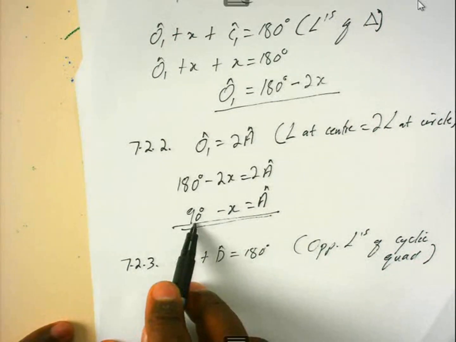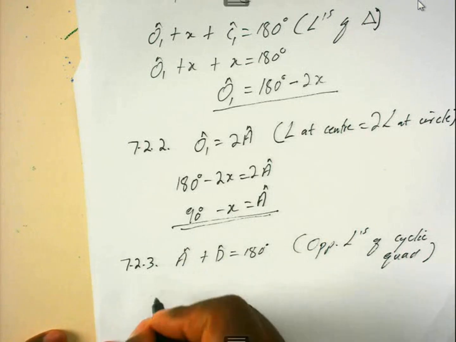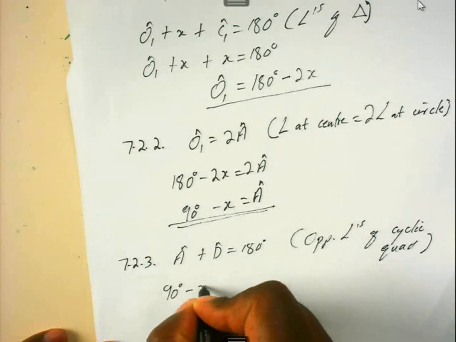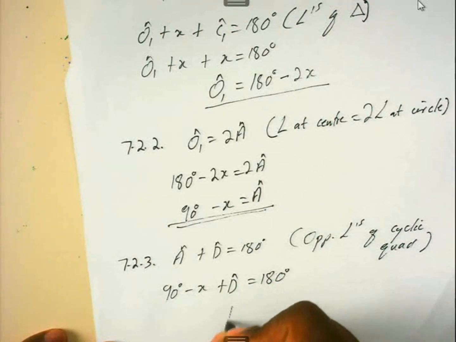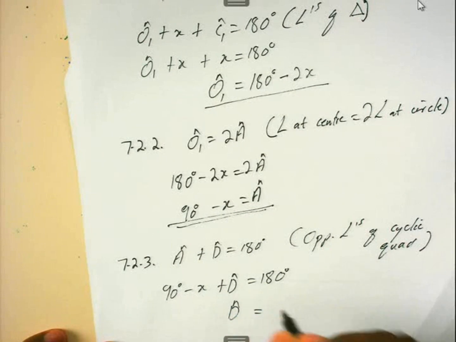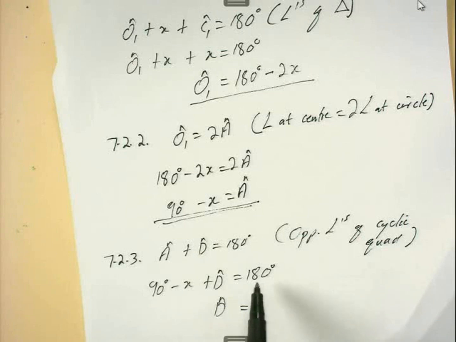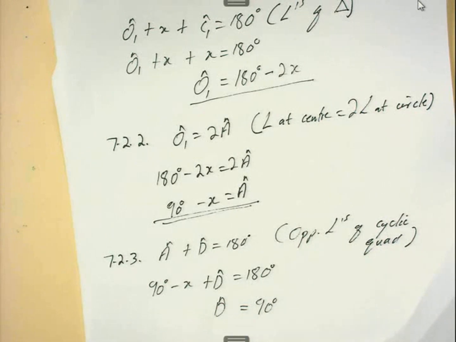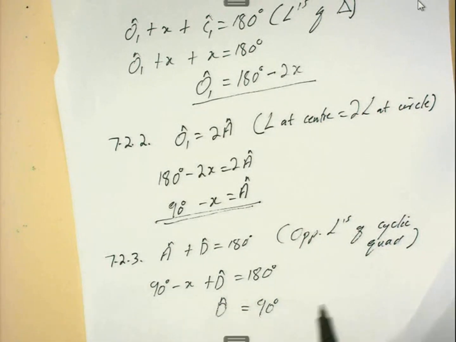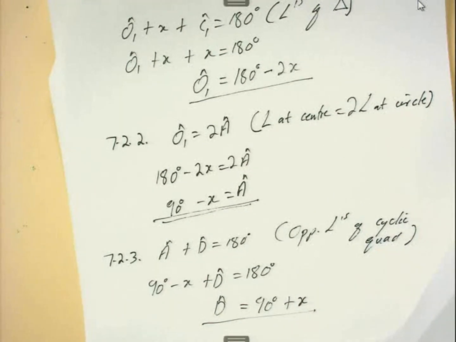Angle A from 7.2.2, angle A is equal to 90 degrees minus x. So we substitute angle A here by 90 degrees minus x, plus angle D, and they will give us 180 degrees. Now it's easy for us to determine the size of angle D. Transpose 90 to the right. 180 degrees minus 90 will give you 90 degrees. This is minus x. You transpose it to the right, it becomes positive x. Therefore, angle D will then be equal to 90 degrees plus x.